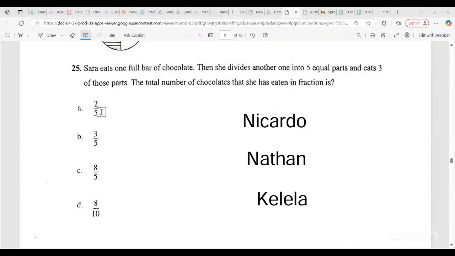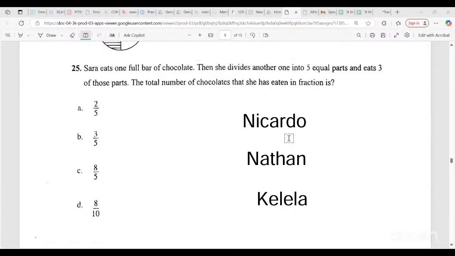Guys, do it for yourself, all right? It says Sarah eats 1 full bar of chocolate, then she divides another one into 5 equal parts and eats 3 of those parts. The total number of chocolate that she has eaten in fraction is... I think this one is going to be a problem, you know.